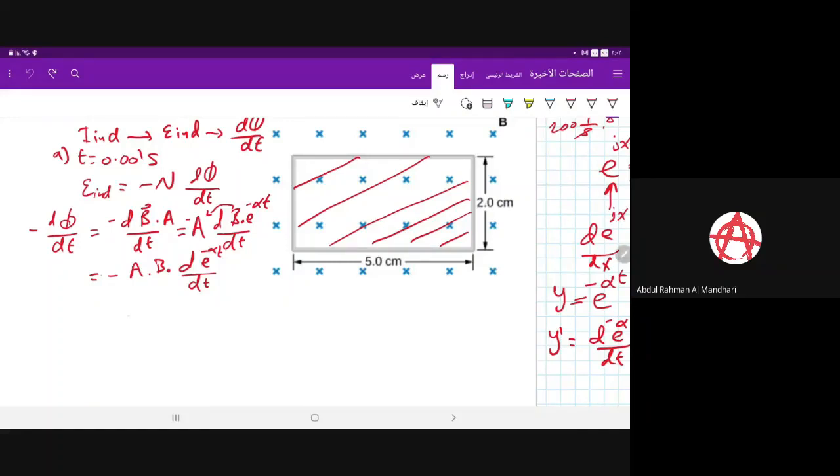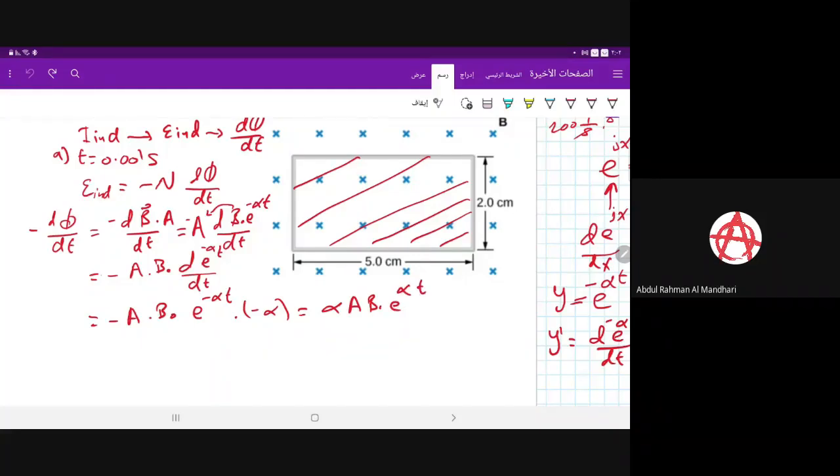Okay, so minus sign a b naught. What is the derivative of e to minus alpha t? So this is minus alpha t. The first derivative of that will be e to minus alpha t into minus alpha. And because we have a minus sign, this will be positive alpha into a b naught e to minus alpha t.